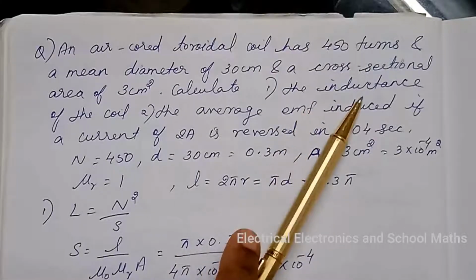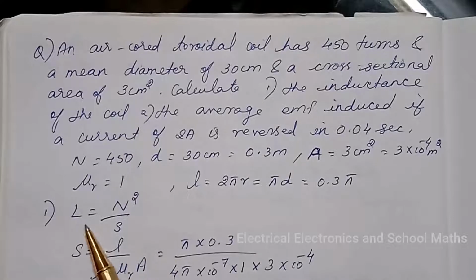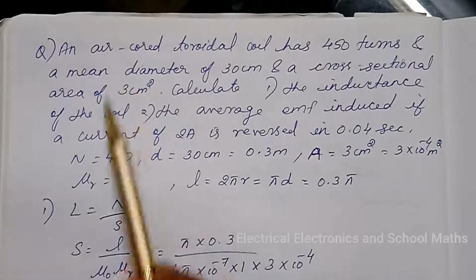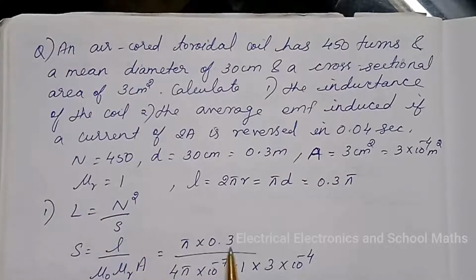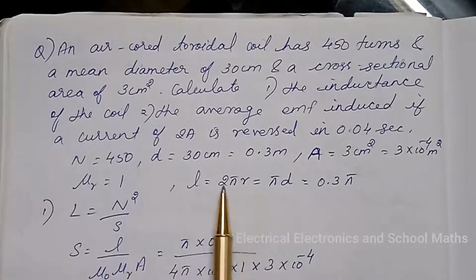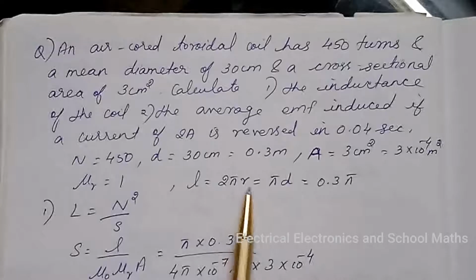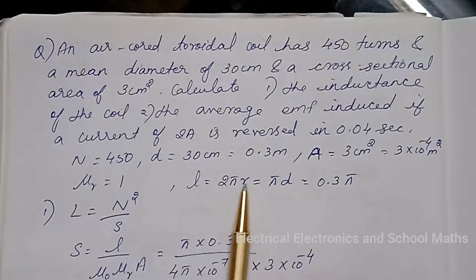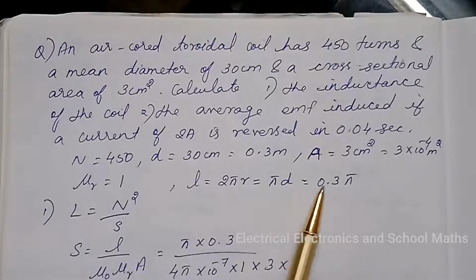The question is find the inductance of the coil. We have L is equal to N square by S, where S is the reluctance of the coil and S is l by mu 0 mu r into A. The value of mu 0 is 4 pi into 10 raised to minus 7, and the relative permeability of air is 1. And here we have to find the length. The length is nothing but the circumference, that is 2 pi r, or we can write pi into d, that is 0.3 into pi.